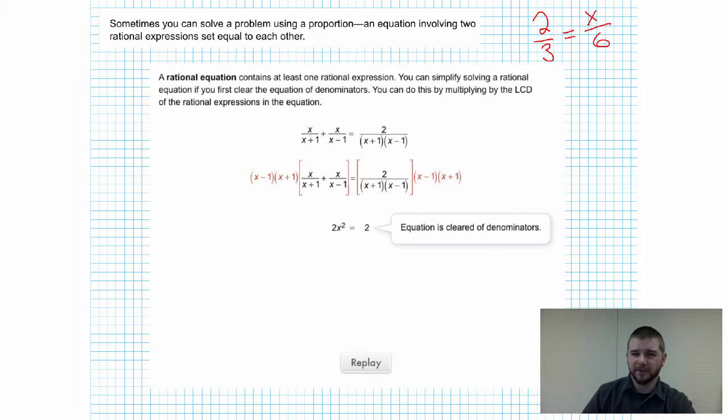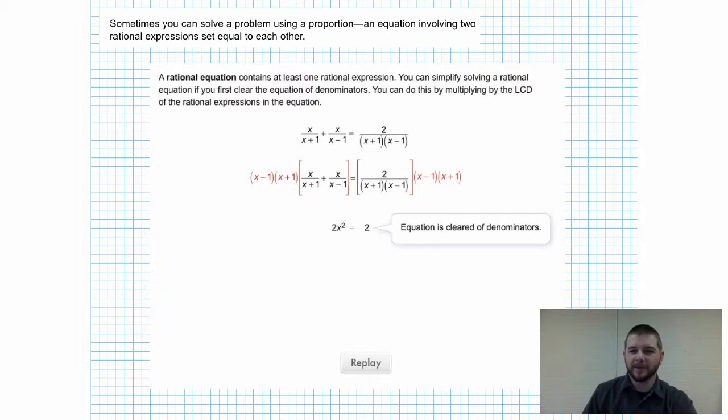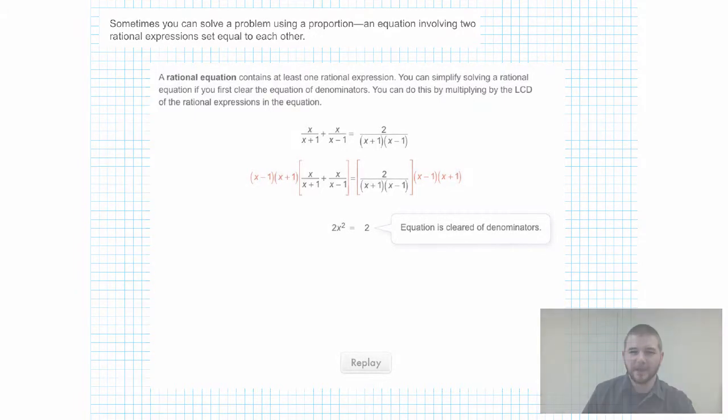And there's a proportion: 2/3 equals x over 6. Remember, a proportion is just an equivalent statement between two ratios or two fractions. A rational equation contains at least one rational expression. You can simplify solving a rational equation if you first clear the equation of denominators. You can do this by multiplying by the LCD of the rational expressions in the equation.